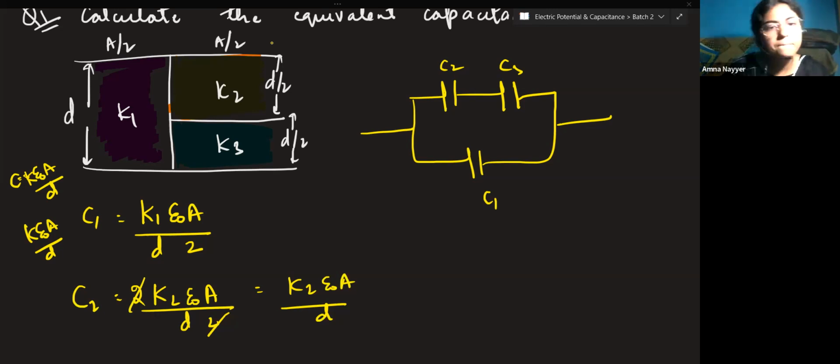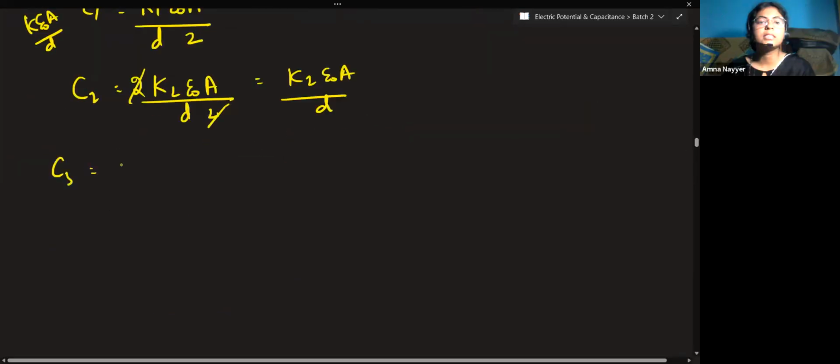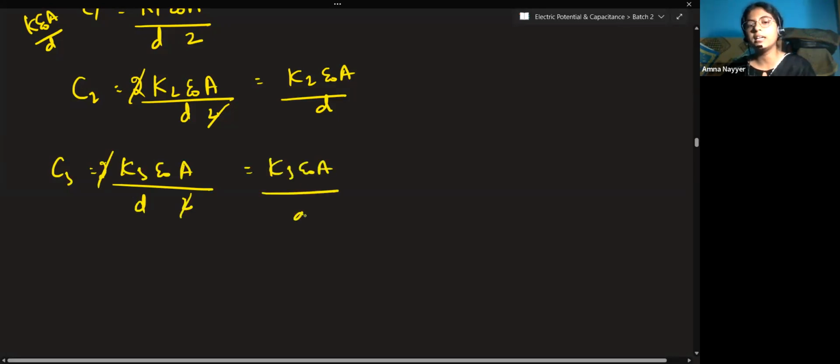C3. Okay, so only Akifa has answered. What about others? C3 is easy to write. Yes, Kulsum, Krishna, good. So Kulsum, now you have understood how to write the capacitance? All right. So C3 will be written in this manner. It will be K3 epsilon naught. Area is half. Distance is also half. So 2 gets cancelled. You get K3 epsilon naught A by D.